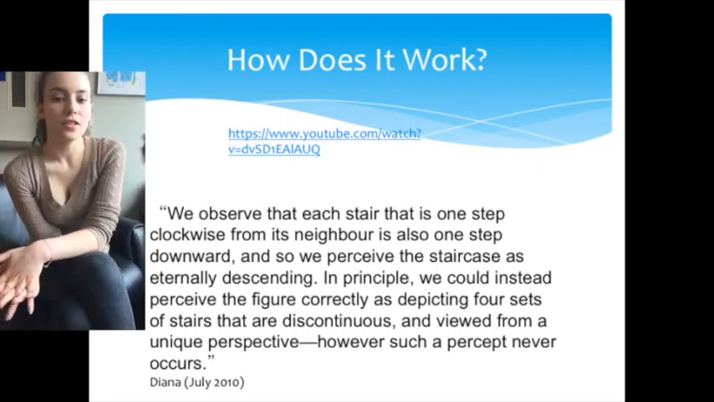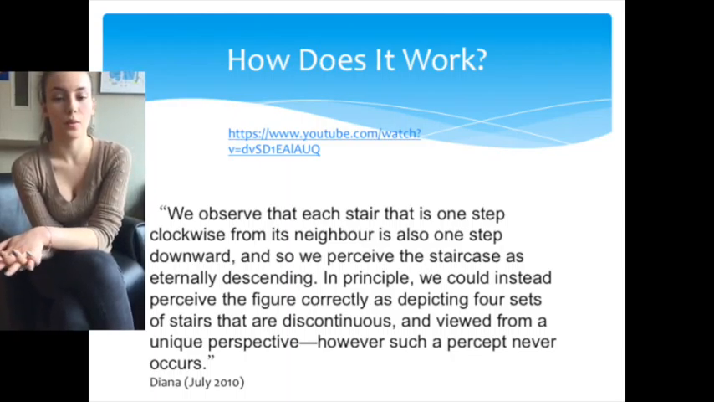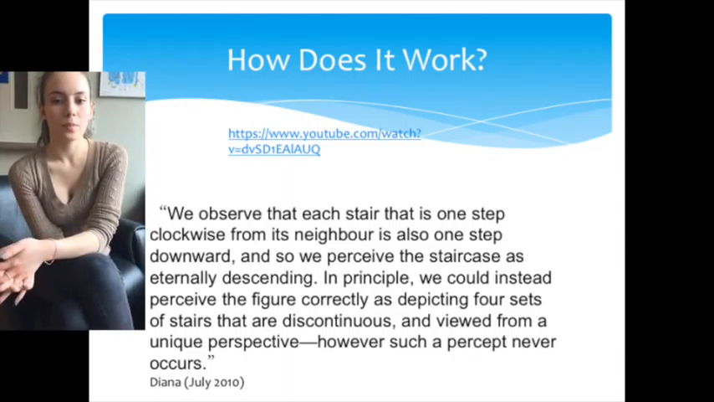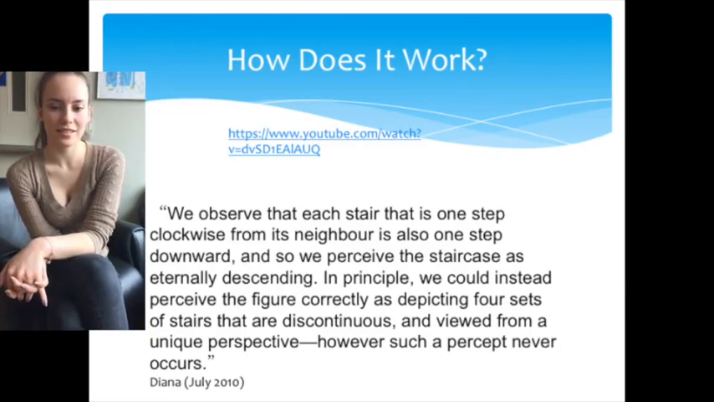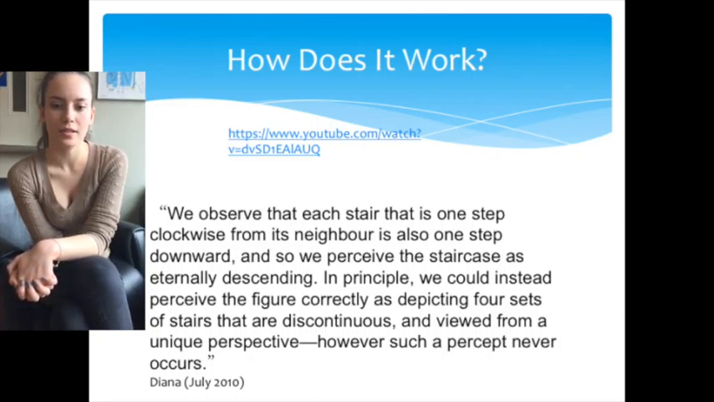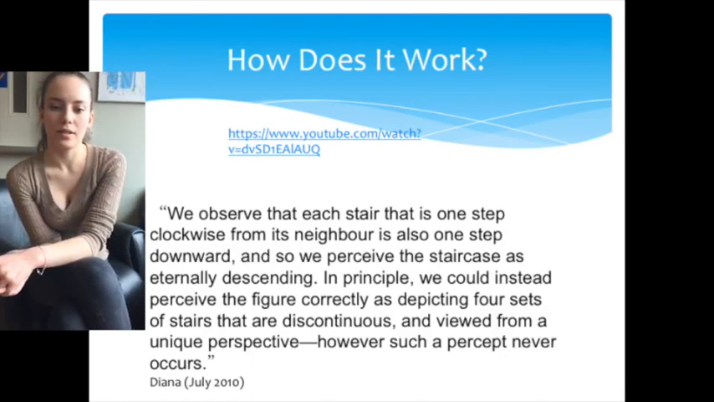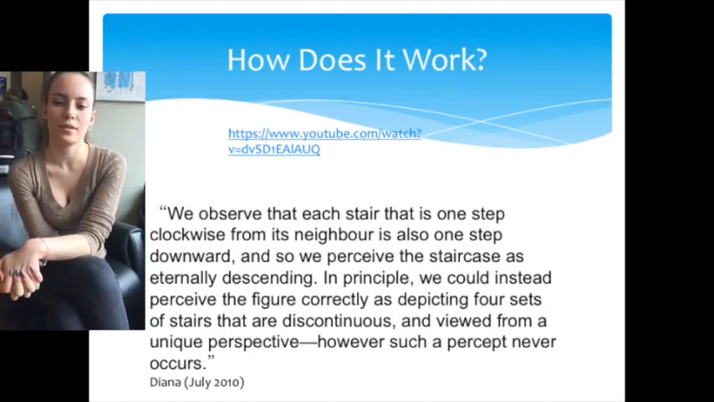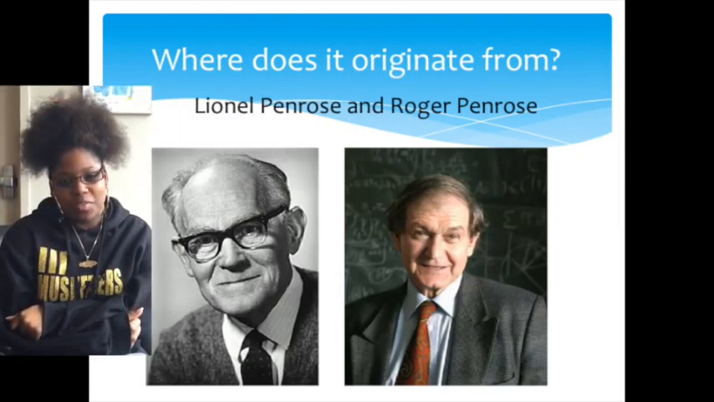We observe that each stair that is one step clockwise from its neighbor is also one step downward. And we also perceive that the staircase is eternally descending. In principle, we can instead perceive the figure correctly as depicting 4 sets of stairs that are discontinuous and viewed from a unique perspective. However, such a percept never occurs. Where does it originate from?